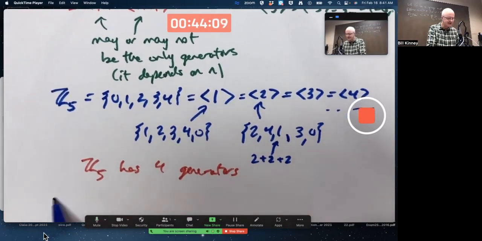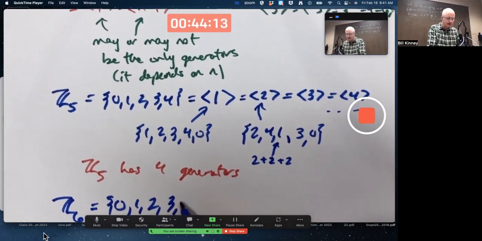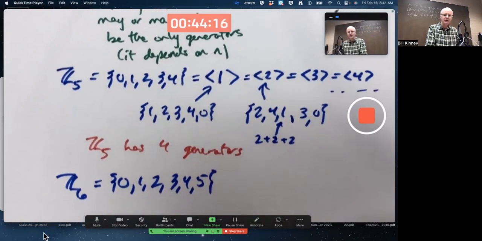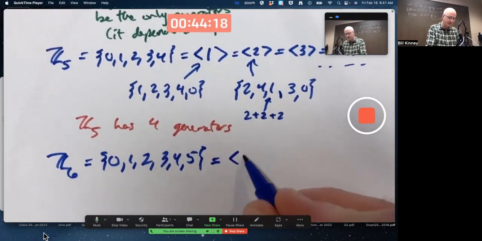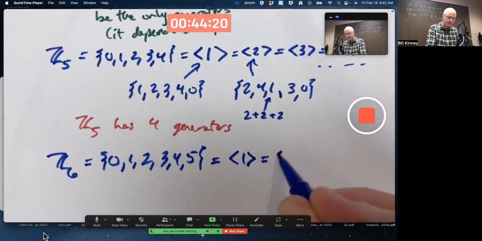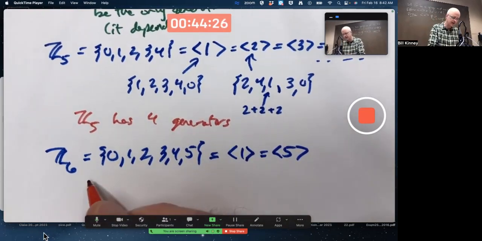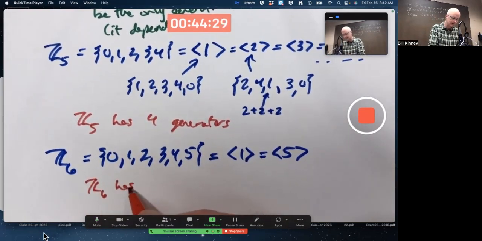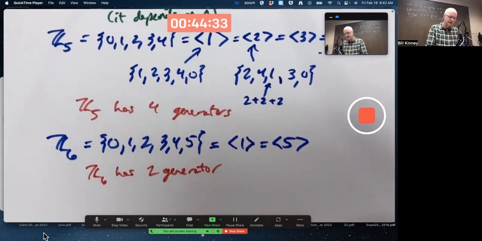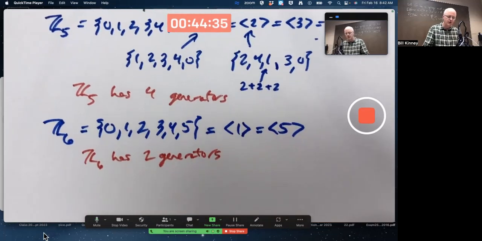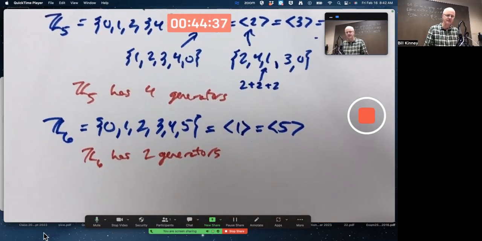However, Z6, for example, turns out to only have 2 generators, 1 and 5. Not 2, 3, or 4. Z6 has 2 generators. 2, 3, and 4 do generate cyclic subgroups of Z6, but they don't equal Z6.